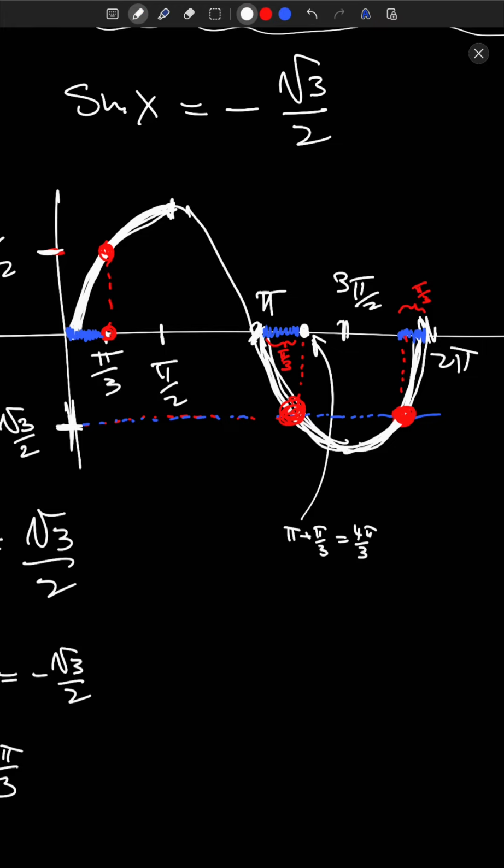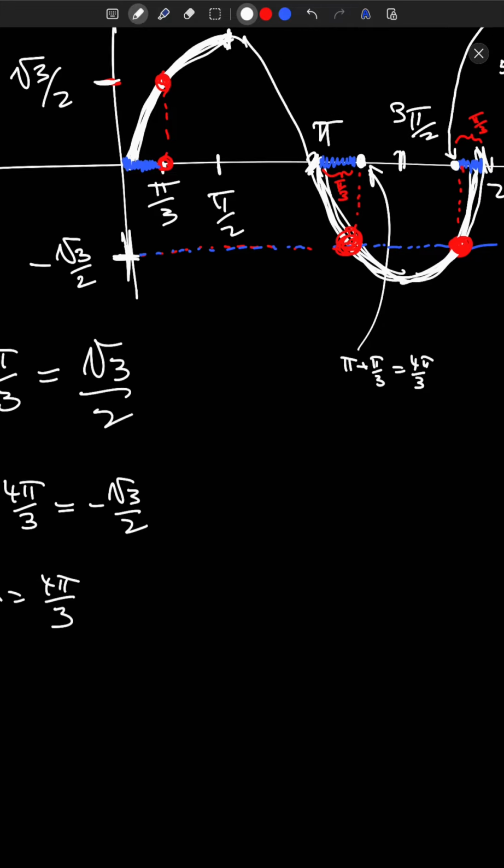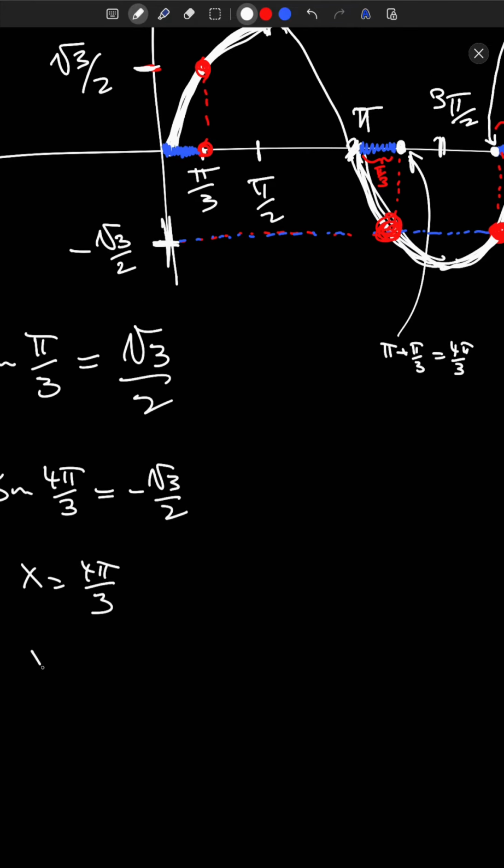So what is the position of that point right there? We're moving left by pi over 3 from 2 pi. So it's going to be 2 pi minus pi over 3. And that's going to be 6 minus 1, so that's 5 pi over 3. So our second solution is going to be at 5 pi over 3.